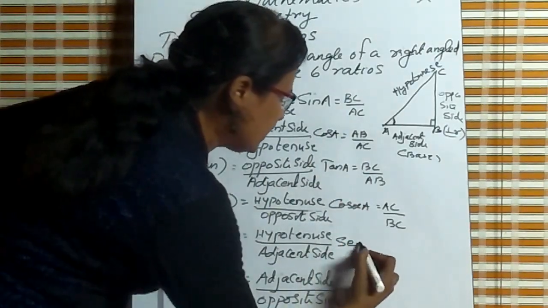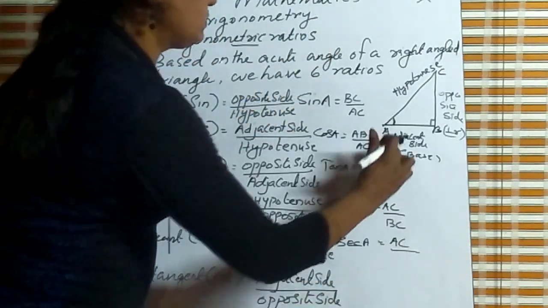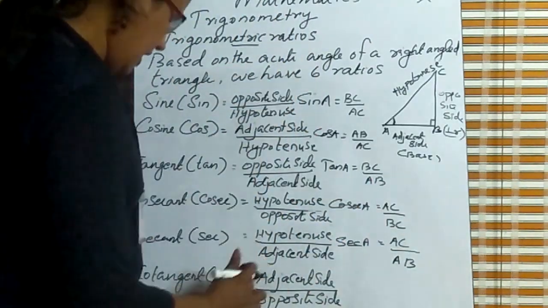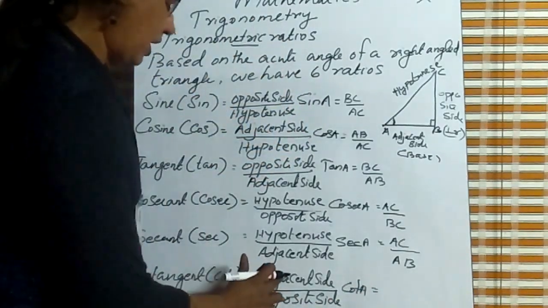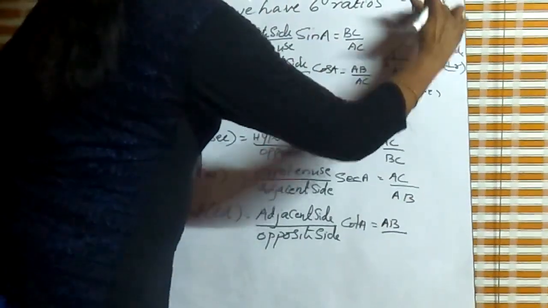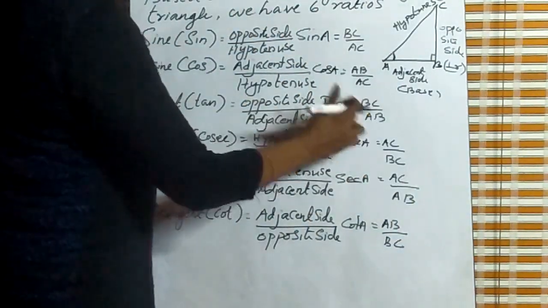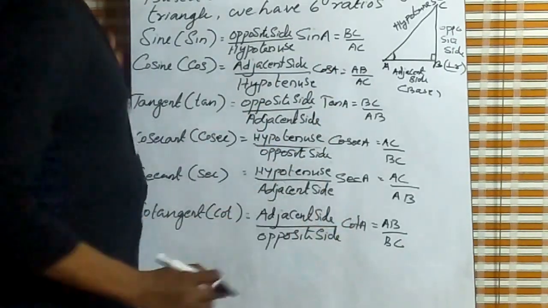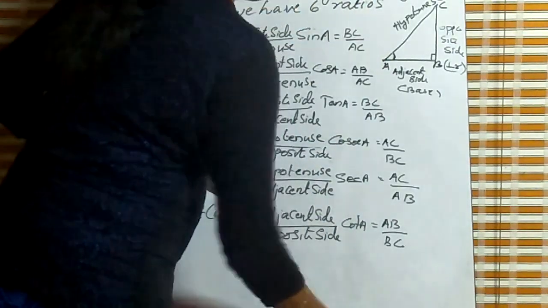Next one, sec A. Sec A is equal to hypotenuse by adjacent side, which is AB. Sec A is the reciprocal of cos A. And cot A. What is cot A? Cot A is equal to adjacent side by opposite side: adjacent side AB divided by opposite side BC. AB by BC is the reciprocal of tan A. Cot A is the reciprocal of tan A, or tan A is the reciprocal of cot A. So based on this angle A, we have 6 trigonometric ratios.